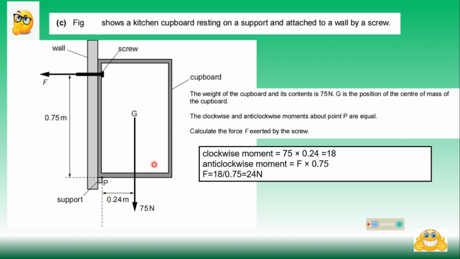Perpendicular distance we are calculating from the support, the pivot. P is the pivot, so the perpendicular distance is 0.24. In this case, the distance of the force from P is 0.75. This is important to understand how to calculate the distance of forces.